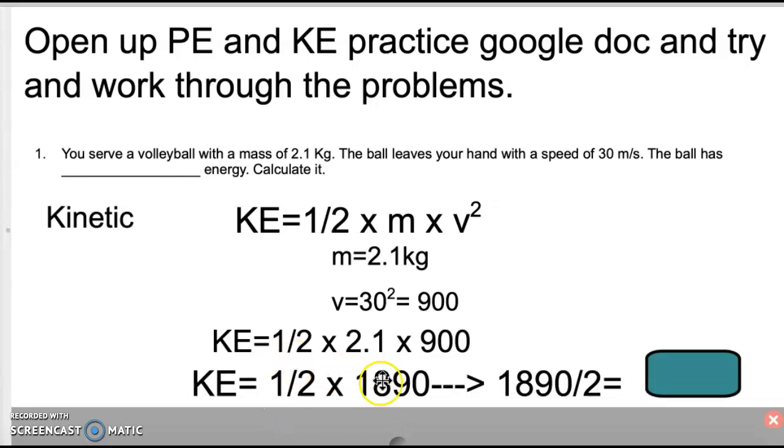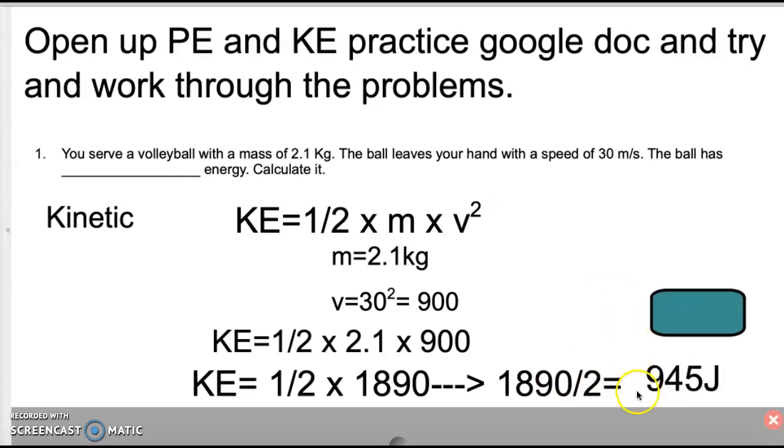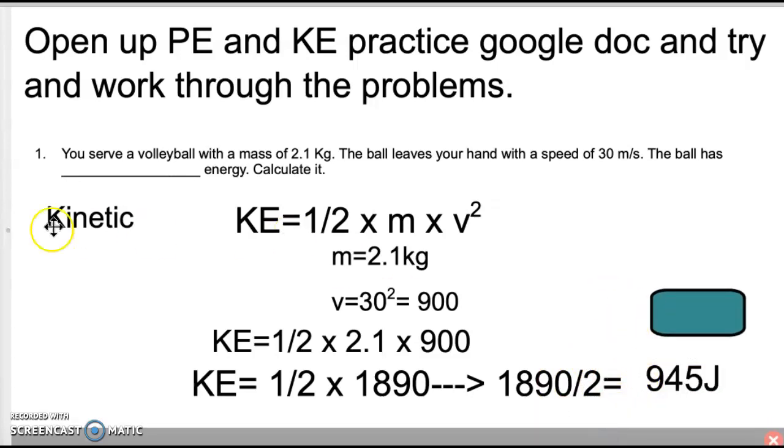So it would be 1/2 times 1890. You could take 1890 divided by 2, and you would get 945 joules. Do not forget your joules unit.